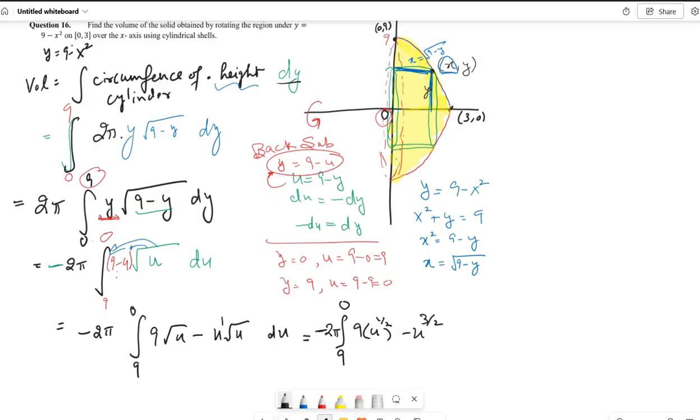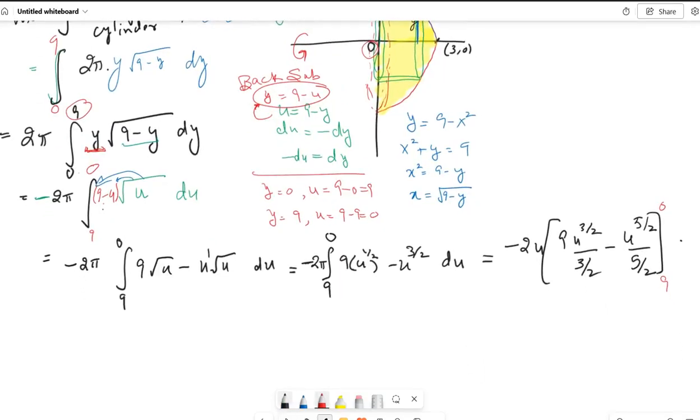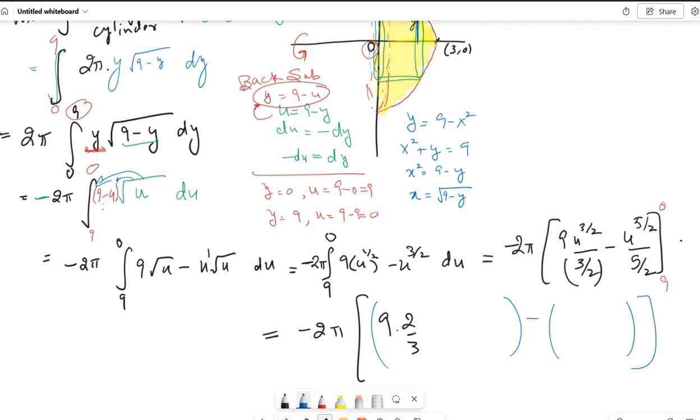Okay, with respect to u, we can do the integral now. We solve the integral. 9 u to the 3 by 2 over 3 by 2 minus u to the 5 by 2 over 5 by 2, and the limits are from 9 to 0. Outside we had negative 2 pi. The 3 by 2 can come as 2 by 3 here. We're going to put upper limit minus the lower limit. When I put 0, everything is just going to turn 0. I don't need to write that.